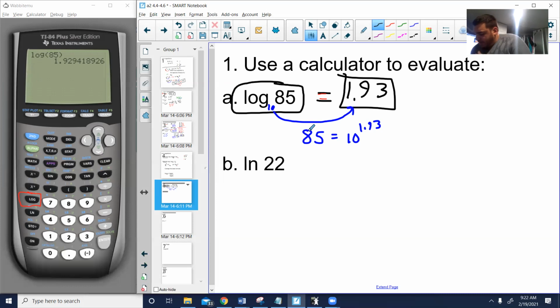Now the ln button is right underneath the log button. If you're in a situation where you're forced to use your phone calculator, if you turn it sideways, there should be those buttons in the scientific form.